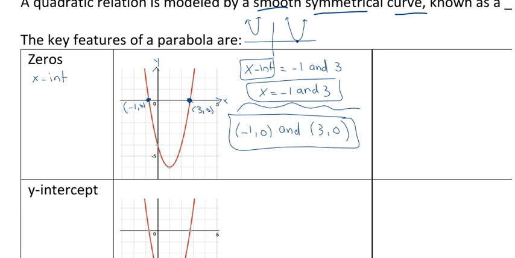Where did I get the -1 and 3 from? It's not very clear here, but you see how this right here is -1, and this is 1, 2, 3. Okay. That's the x-intercept because this is where the graph is intersecting the x-axis. Are we okay with this?